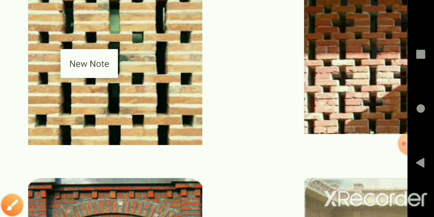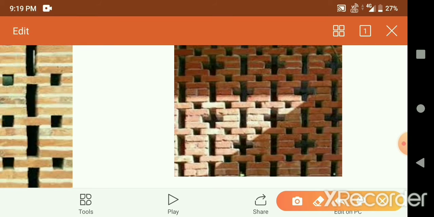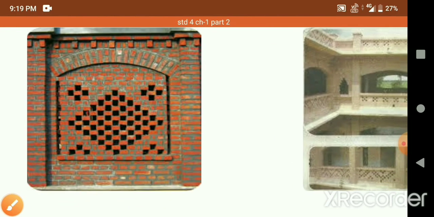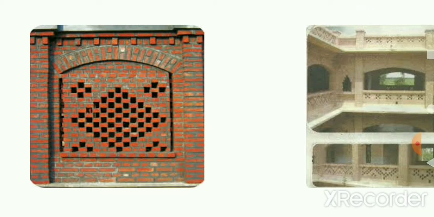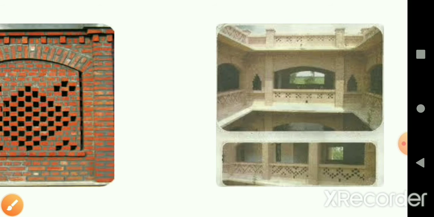These are the jali of a wall. The second, see here, a jali pattern created with the help of different bricks. Then the third one, look at the third one. Here, with the help of bricks, a jali pattern is created. Then in this building we also found many different types of jali pattern.